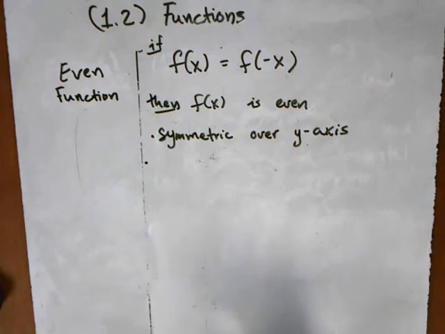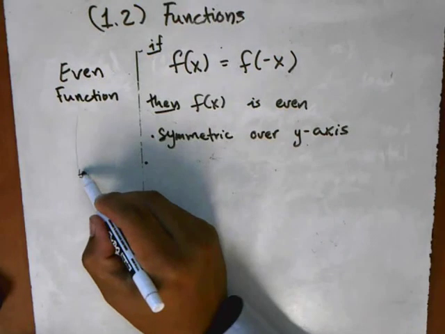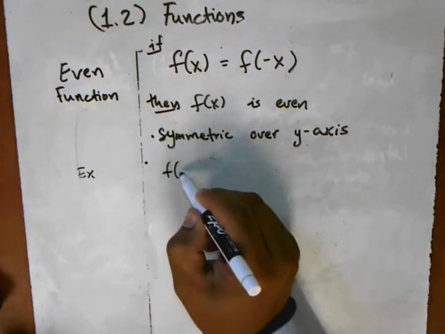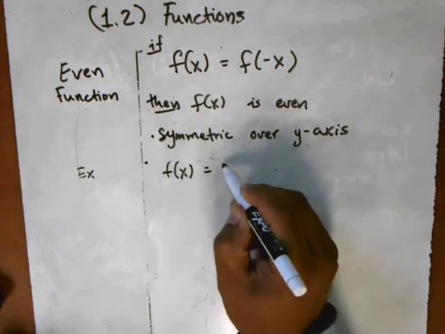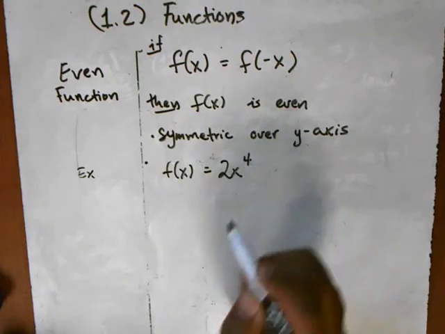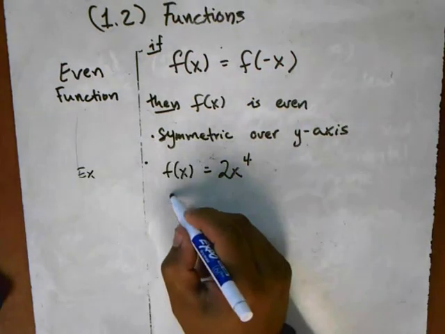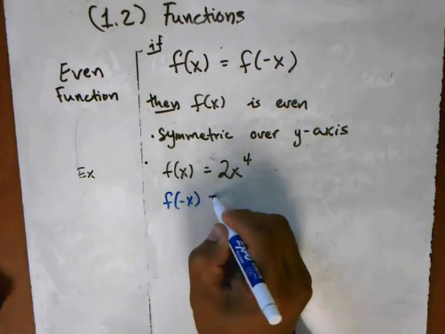A function is even if f of x is equal to f of negative x, and it is symmetric over the y-axis. I think it's best to illustrate this with an example. Let's see, I have an example. F of x is equal to 2x to the fourth. Let's see what f of negative x is equal to. So let's check f of negative x.